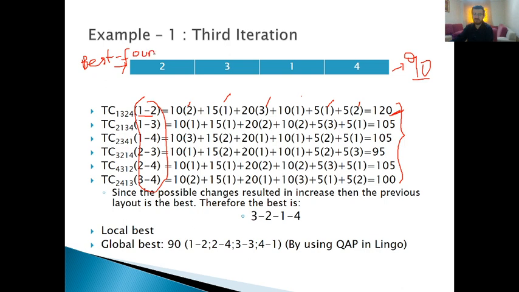We don't know. We don't know. And unless we solve it optimally, we can never guarantee that this solution is the optimal one. Actually, when you solve it mathematically, we see that this is the global best one. However, again, the pairwise exchange method is a heuristic method. It doesn't guarantee an optimal solution. Okay, so this is for one.